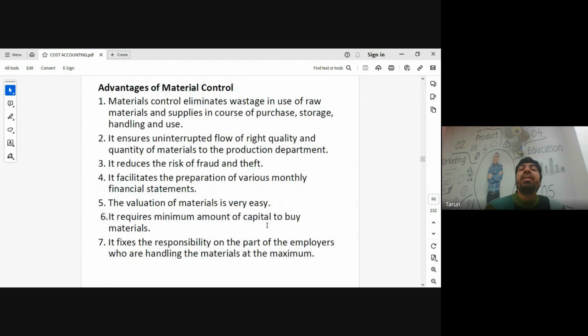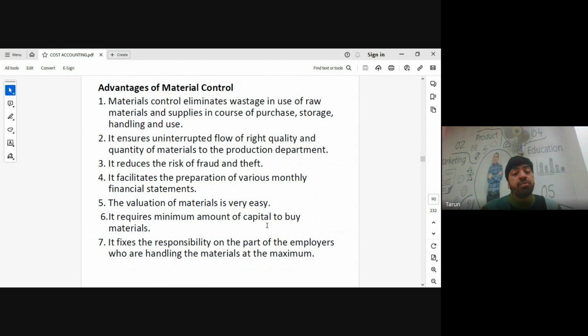Next one is advantages. So these are the 7 points of advantages of material control. Material control always minimizes any wastage in terms of raw materials, in terms of supplies, in any kind of activities, when we talk about purchases, storage, handling, or use, in other words, consumption. Next, it also ensures an uninterrupted flow of the right quality and quantity of materials to the production department.